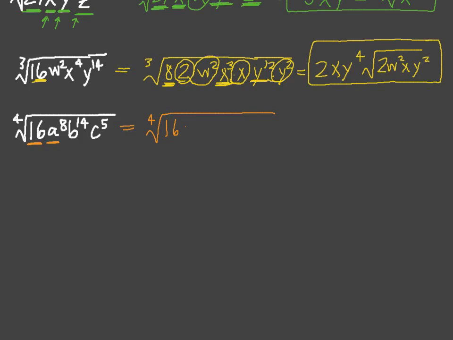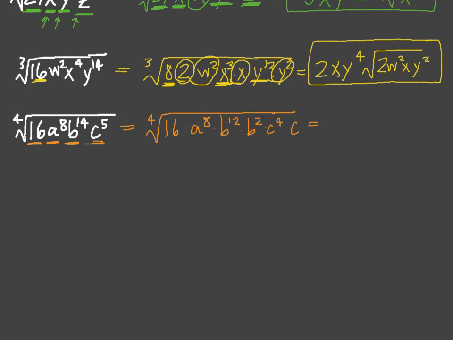A to the 8th, there are 2 groups of 4 in that and there are no leftovers. So I'm just going to rewrite a to the 8th. B to the 14th, 4 does not go into 14, but 4 goes into 12. So I'm going to write b to the 12th and then there's 2 leftovers. And then c to the 5th, there is 1 group of 4 in there, so I'm going to write c to the 4th, and then there's 1 c left over.